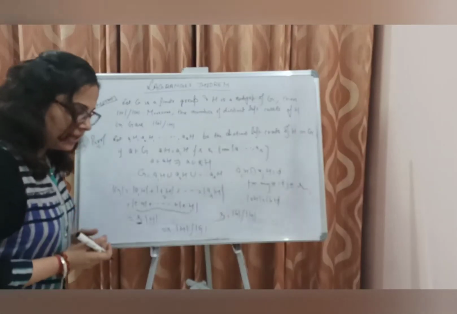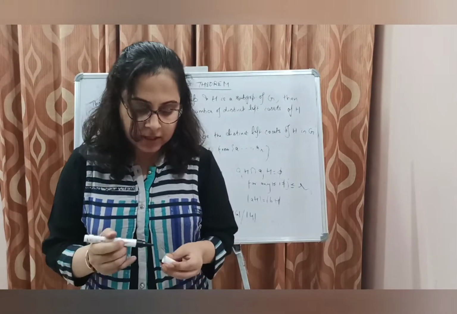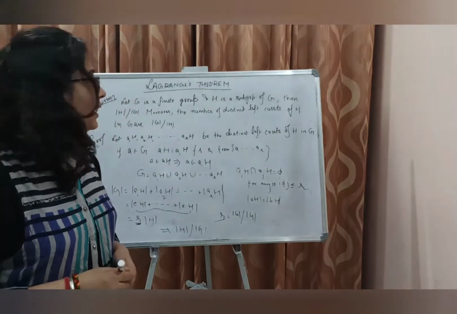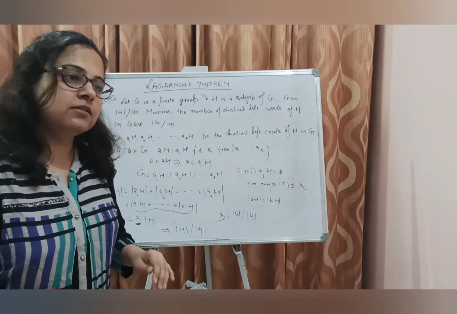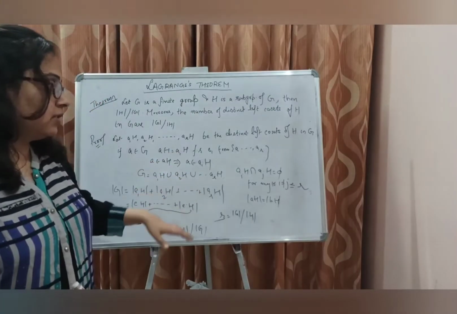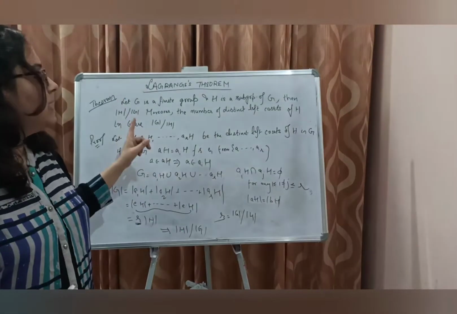Lagrange's theorem says that if G is a finite group and H is a subgroup of G, then order of H divides order of G, and the number of distinct left cosets of H in G is order of G divided by order of H. So this is Lagrange's theorem. So we'll quickly prove some properties based on this theorem.